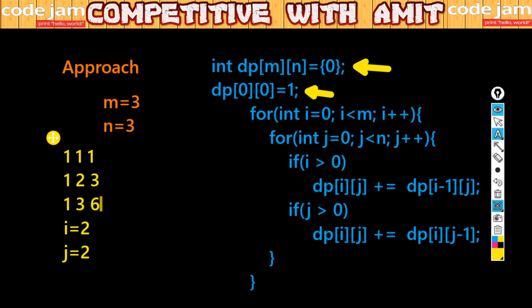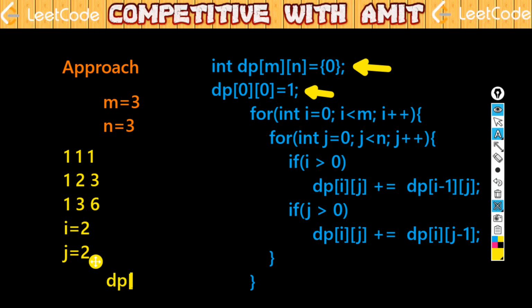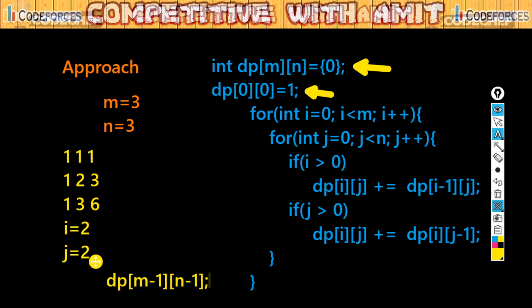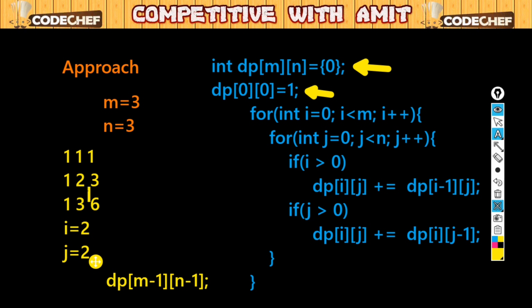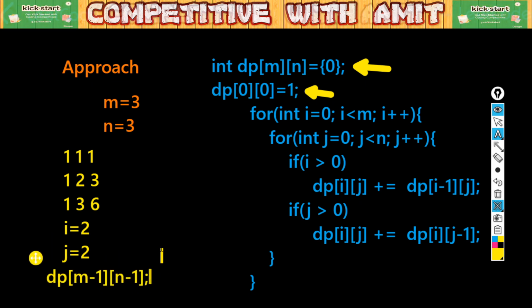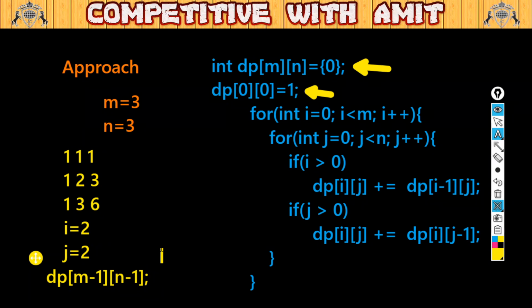So our answer, what we will return, is its last index, which will be dp's m minus 1 and n minus 1. So our answer will be this. In this case our answer will be 6. So this is a simple solution for this question, and this is a pretty standard dynamic programming question in which we have to add all the values till the end and the last value will be our answer.